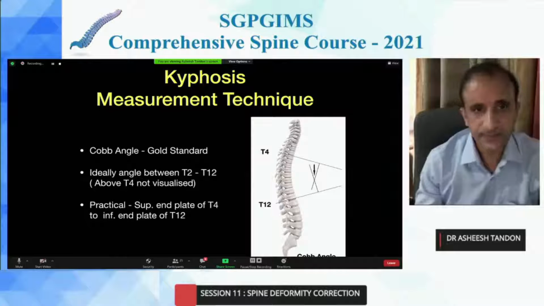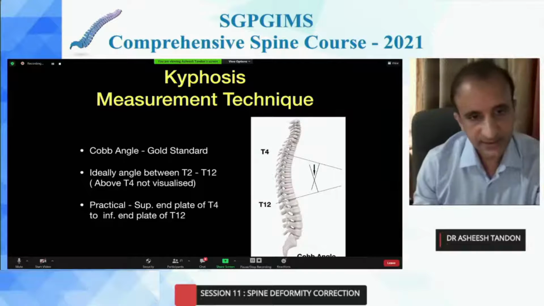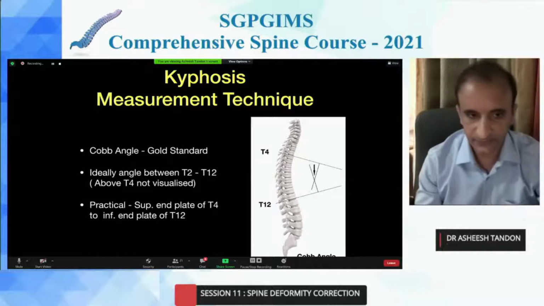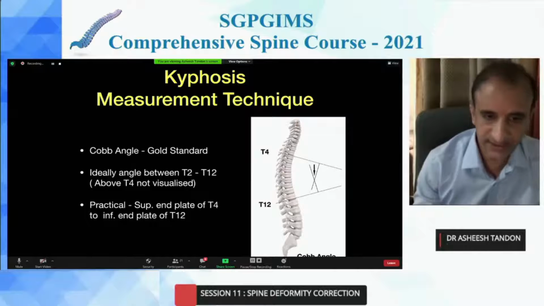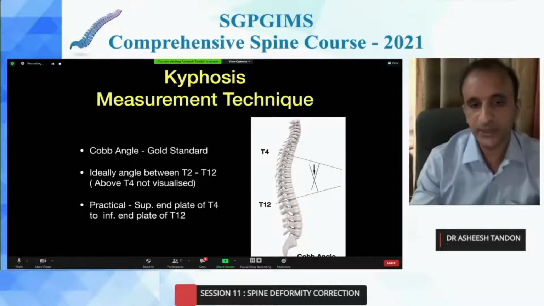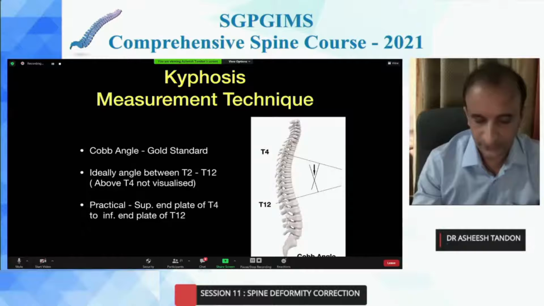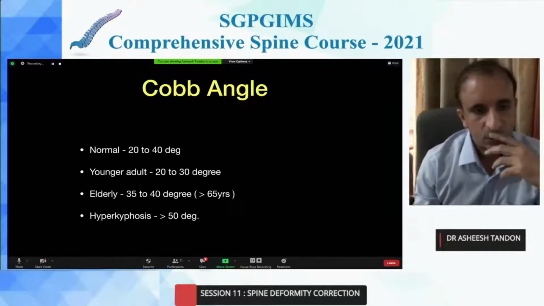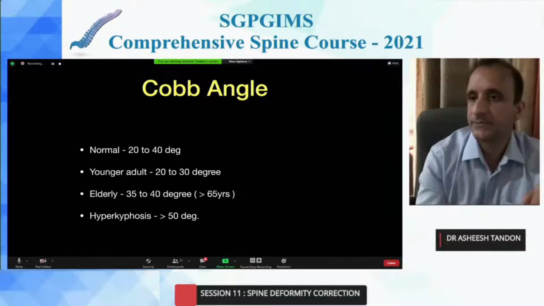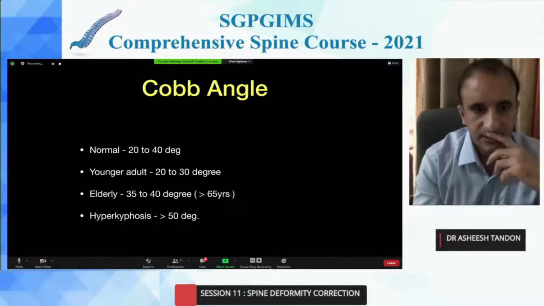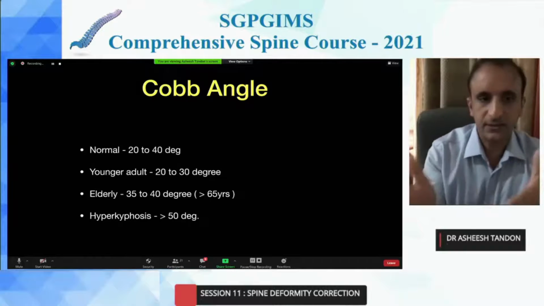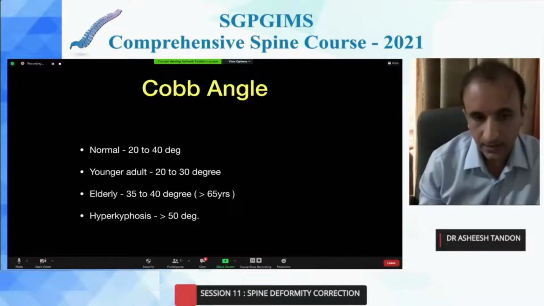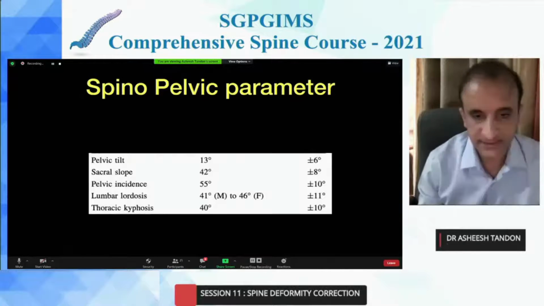Well, we all know that Cobb's angle is the gold standard. Ideally it should be from T2 to T12, but we all know that on X-ray above T4, it's very difficult to visualize. So we measure from the superior end plate of T4 to inferior end plate of T12. I've already shown that the normal curvature that we think is normal for the young and adult is between 20 to 40 degrees. For elderly, it is on the higher side. And if it is above 50 degrees, we would label it as hyperkyphosis.